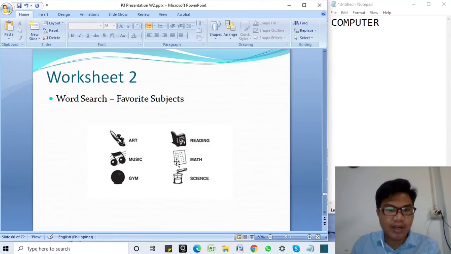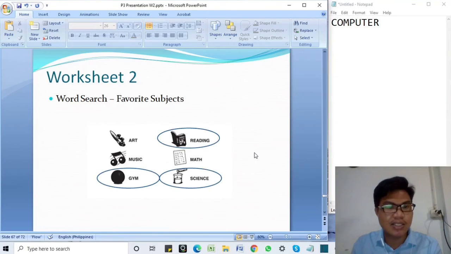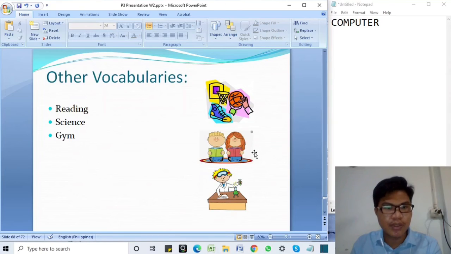Well, there are also 3 words here that we have not discussed yet. In this topic, I'm gonna discuss them briefly. We haven't discussed reading, science, and gym. I'm just gonna briefly introduce to you guys those vocabularies. Reading, science, and gym. Okay, so these are the vocabularies.